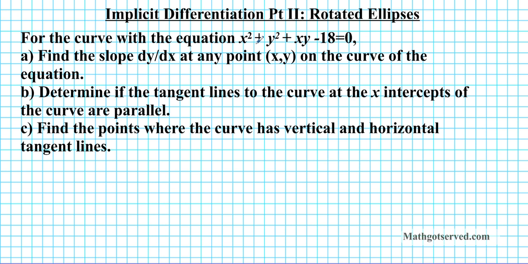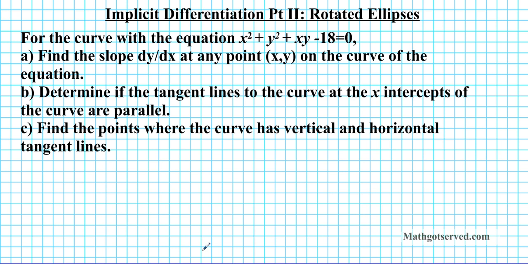All right, so just a point to note is that an equation of this form represents an ellipse that has been rotated, okay? So it's a rotated ellipse. This one is rotated about the origin. Okay, so let's start with the A part.